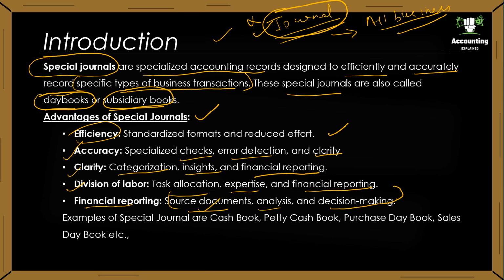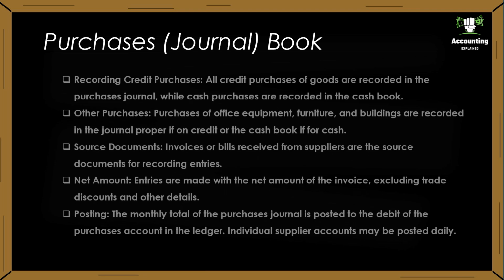So source documents is available, analysis can be done with the source document and even decision making can be done very easily. Examples of special journal are cash book, petty cash book, purchase day book, sales day book, etc. In today's video, we are going to see about purchases day book. Purchases journal book.